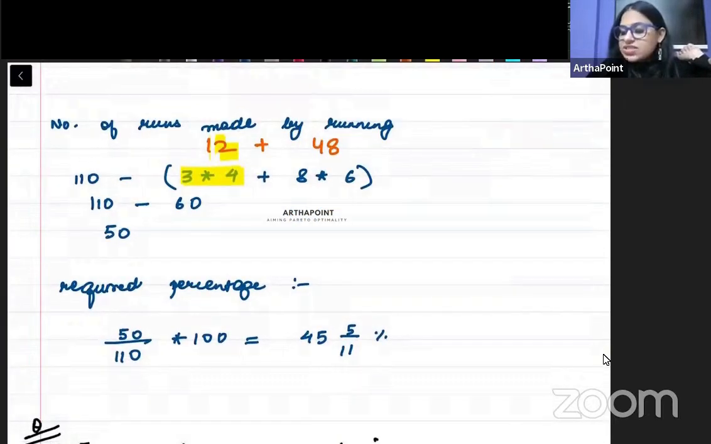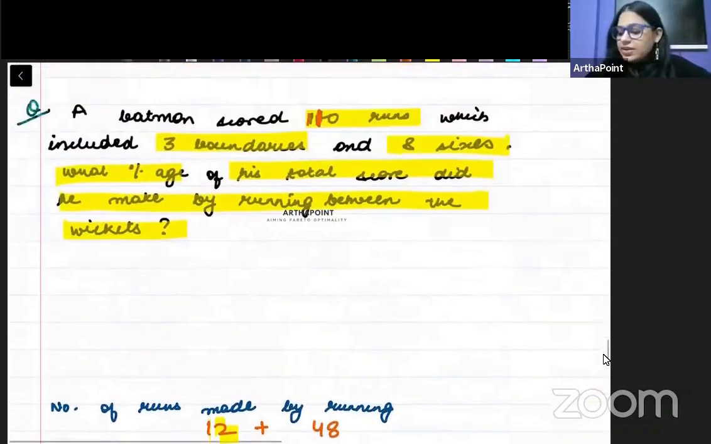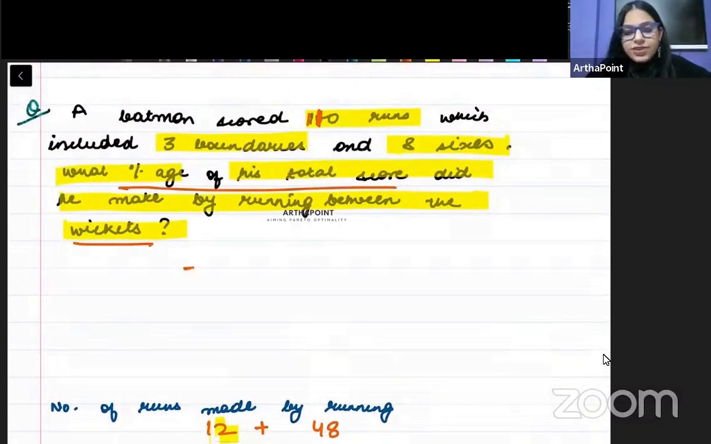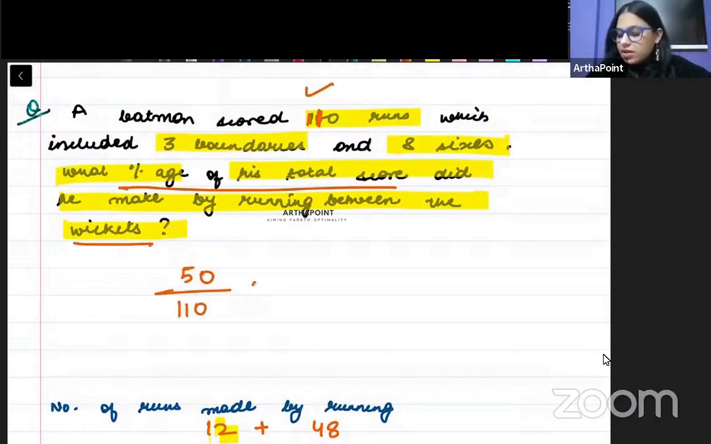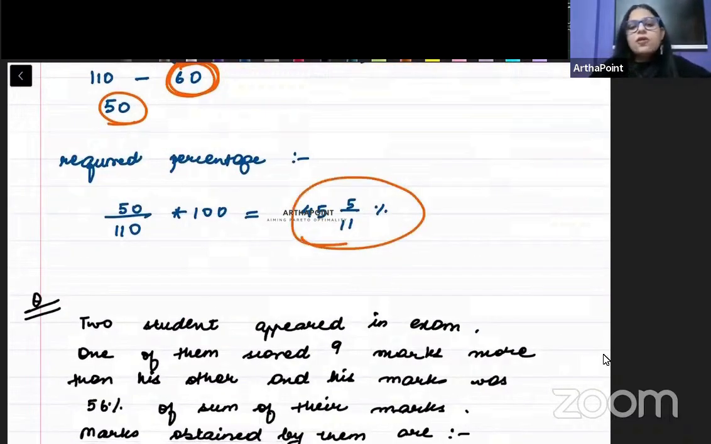Out of which 60 he has earned out of the boundaries and out of the sixes. So how many runs he made in between? That means 50 runs. 110 minus 60. This is asking you to find in terms of percentage. So he made 50 runs in between wickets. His total runs are 110 into 100. That is in terms of percentage. So when you will solve this, you will get the answer as 45 5 by 11%.